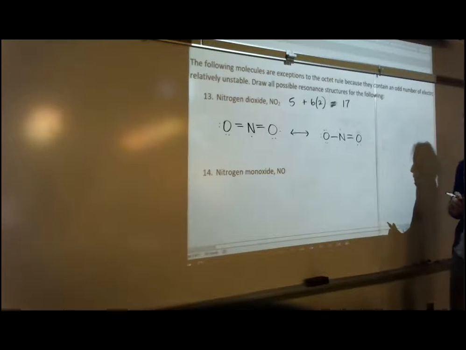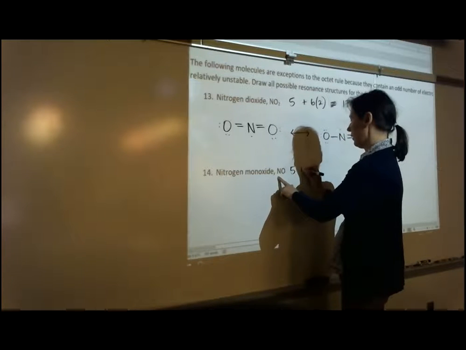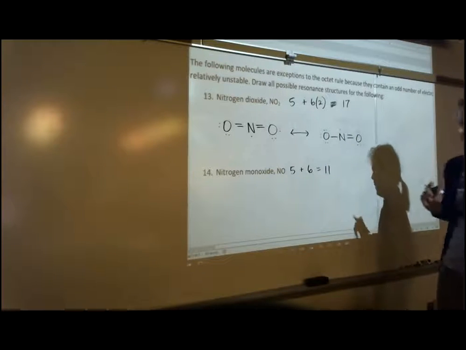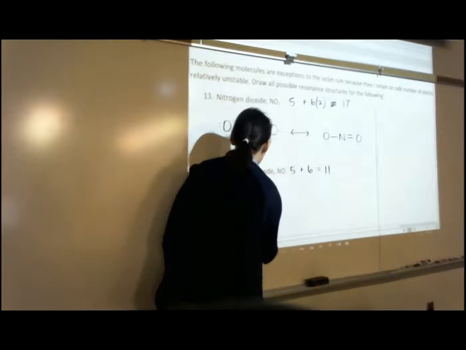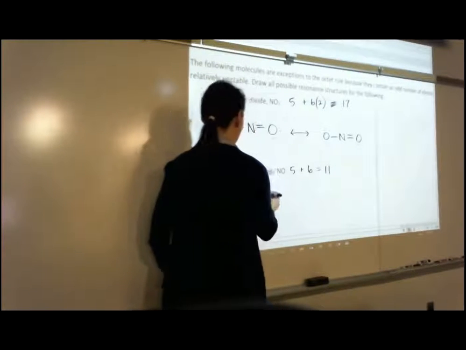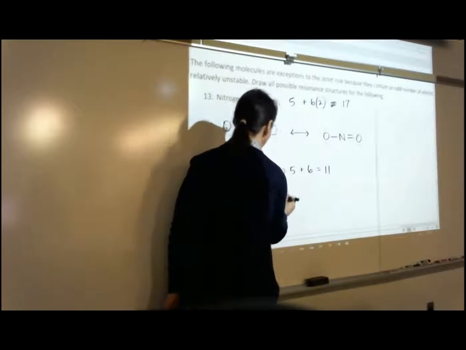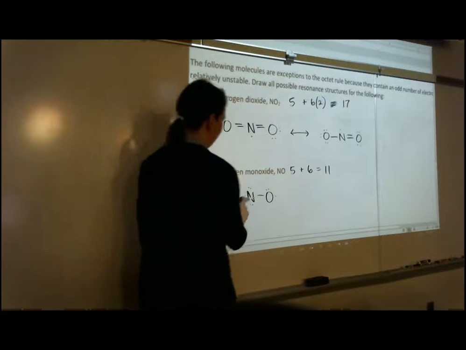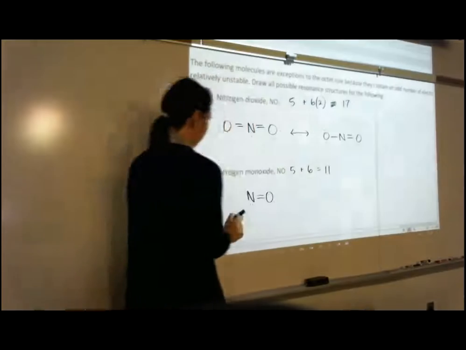For nitrogen monoxide, you have an odd number as well. Because this is 5 and this is 6, so you have 11. So there's no central atom per se because there's only 2 atoms in this molecule. So NO, 2, 4, 6, 8, 10, 11. So you could make a double bond, 2, 4, 6, 7.